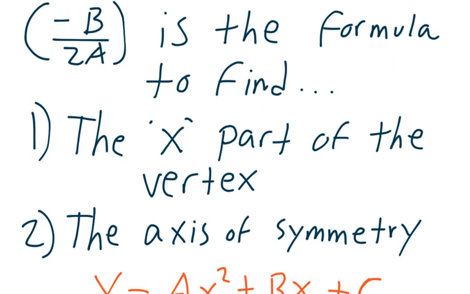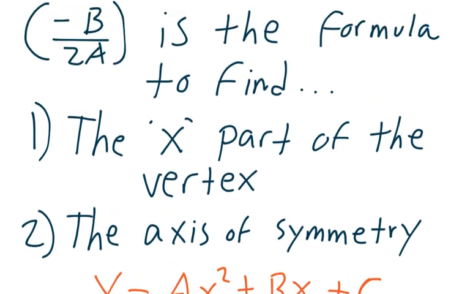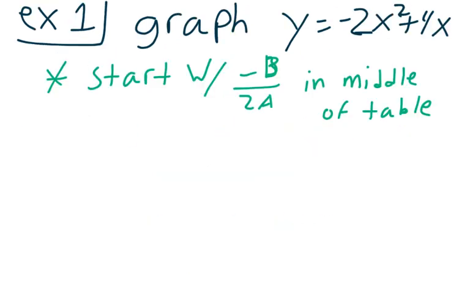So in that quadratic equation, y equals ax squared plus bx plus c, so you have the a, b, and c, negative b over 2a. Negative b over 2a. This is a formula we're going to use to find two things. The x part of the vertex and the axis of symmetry. If you use this formula, negative b over 2a, write it down, memorize it, know it, you can find both of these things.